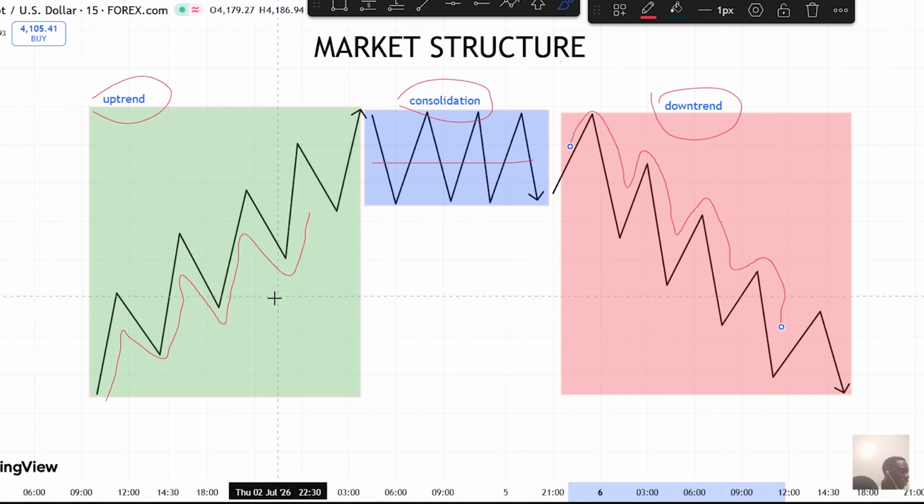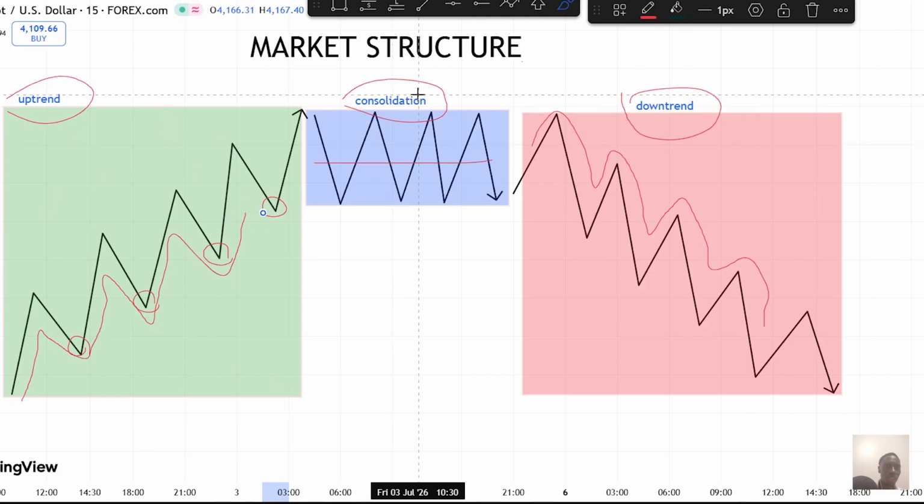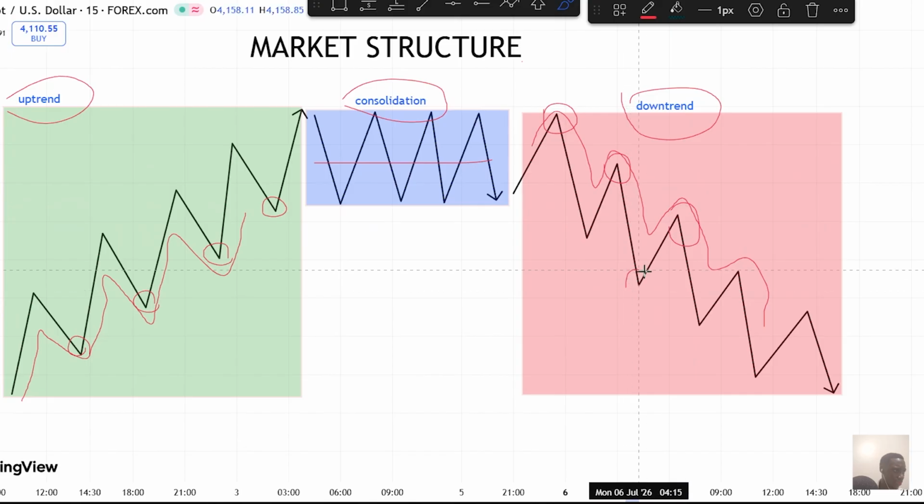In the uptrend, we only focus on buys. We only focus on buying at these levels, not sales. Buying at this level is where we're going to make our most money. In the consolidation, we don't really focus on taking any setup because price is moving sideways. In the downtrend, we only focus on sales, and not buys.